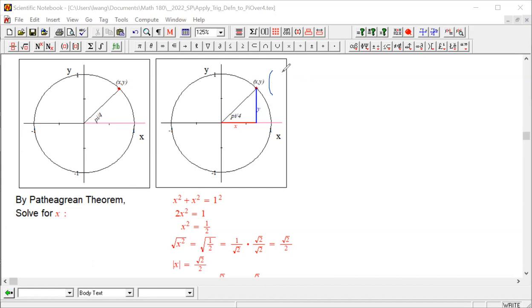X is root 2 over 2. And y is the blue number, which is also root 2 over 2. You can see the blue number actually is sine, the red number is cosine, right? By definition. All right, so that's when the angle ended up in the first quadrant, and the reference angle happened to be pi over 4.